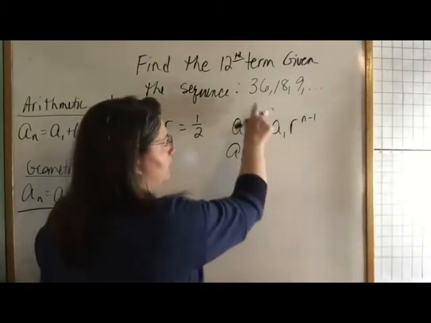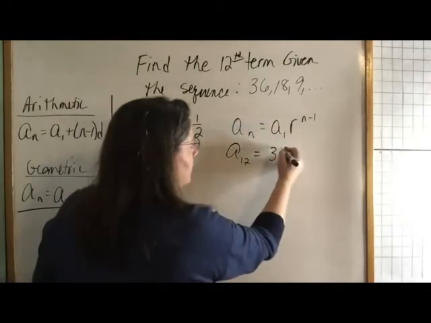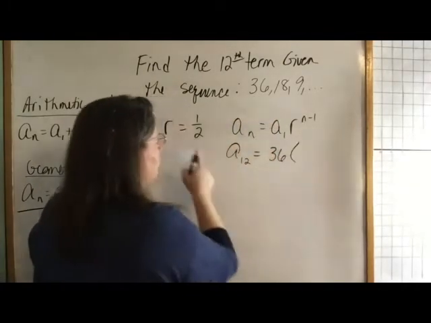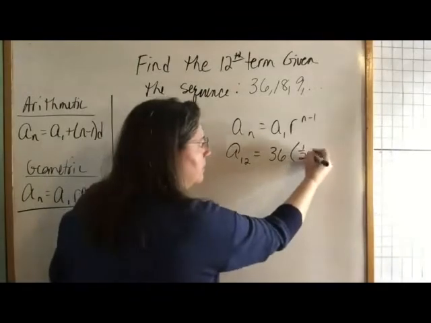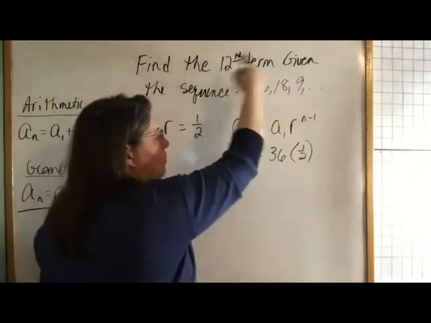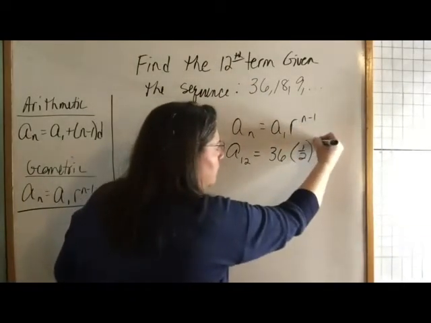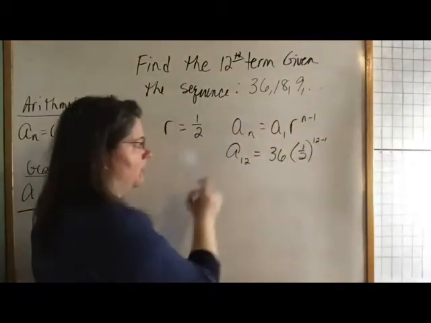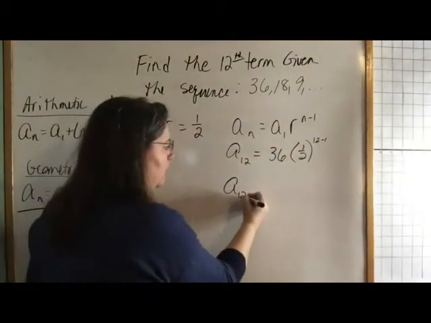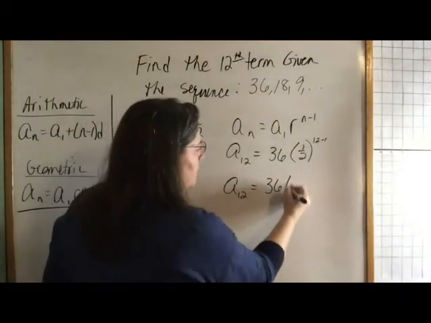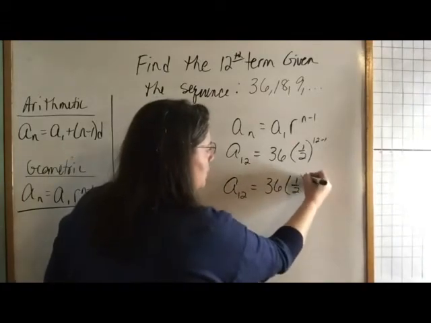A sub 1 is the first term, so that would be 36. R is our common ratio, or 1/2. N again is the term number we're looking for, so n would be 12. So to solve that, we have a sub 12 equals 36 times 1/2 to the 11th power.